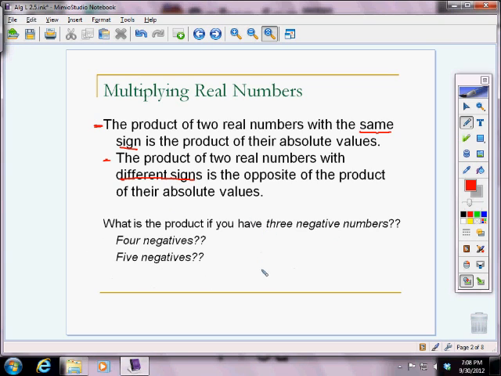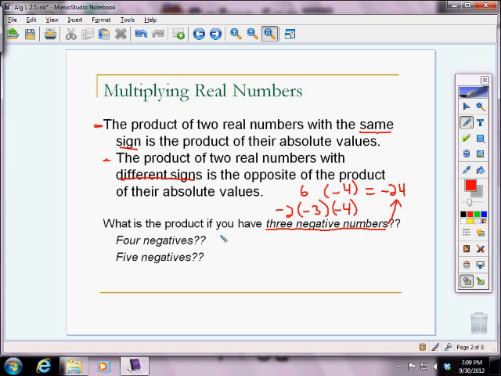Look at this down here. It says, what is the product if you have three negative numbers? So simply, what if we had something like negative 2 times negative 3 times negative 4? Well, a negative 2 times a negative 3 would be a positive 6 times a negative 4. 6 times a negative 4, hopefully you can see, would be a negative 24. Again, if you talk about this up here with their absolute values, 6 times 4 is 24. And since one's negative, our answer is negative. Okay, so three negative numbers, our product is negative.